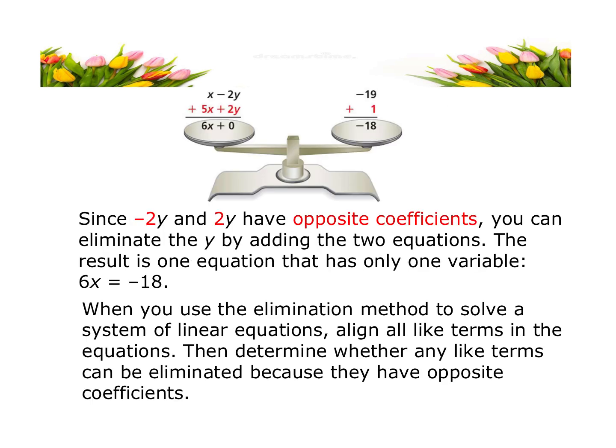So since we have a negative 2y and a positive 2y, and they have opposite coefficients, the key word right here is being opposite. You can eliminate the y by adding the 2 equations. The result is one equation that has only one variable, 6x equals negative 18.